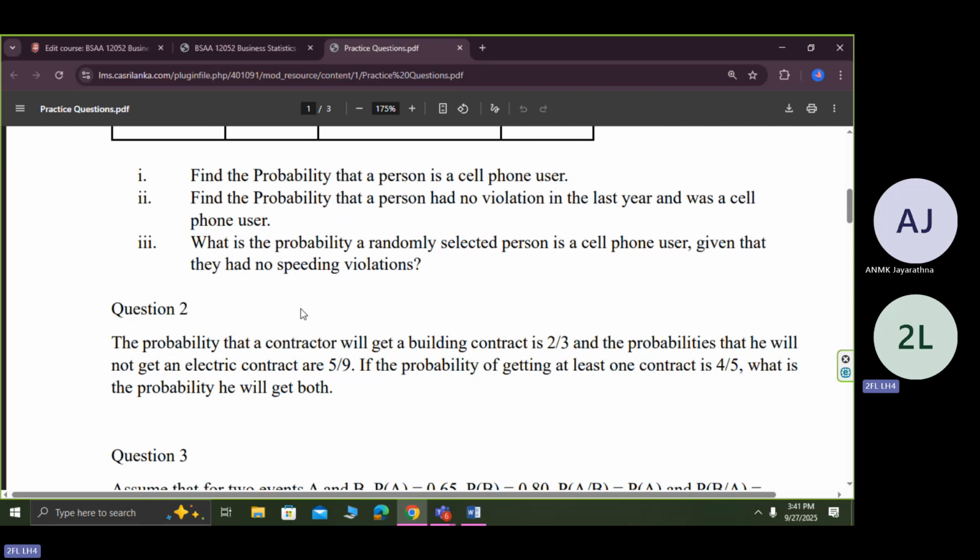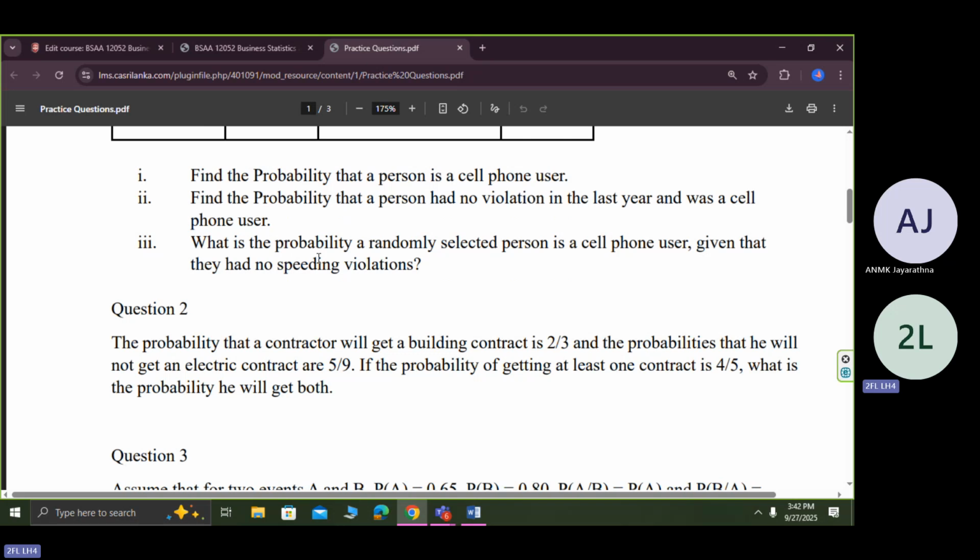Understood? There are two events, but these two events do not occur together. The words 'given that' are the hint words for conditional probability. You can differentiate these two. When the word 'and' is used, it means joint occurrence. 'Given that' means these two events do not occur together, and it means the conditional probability concept. Understood? Then tell me, the question asks to find the probability that the particular person is a cell phone user, given that they had no speeding violation.